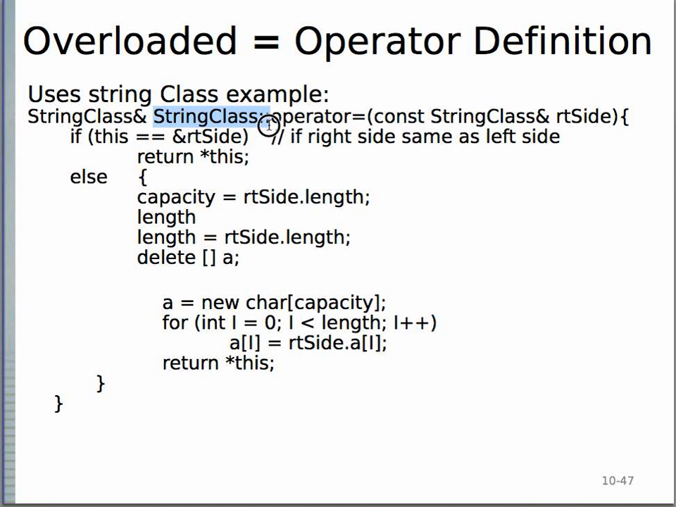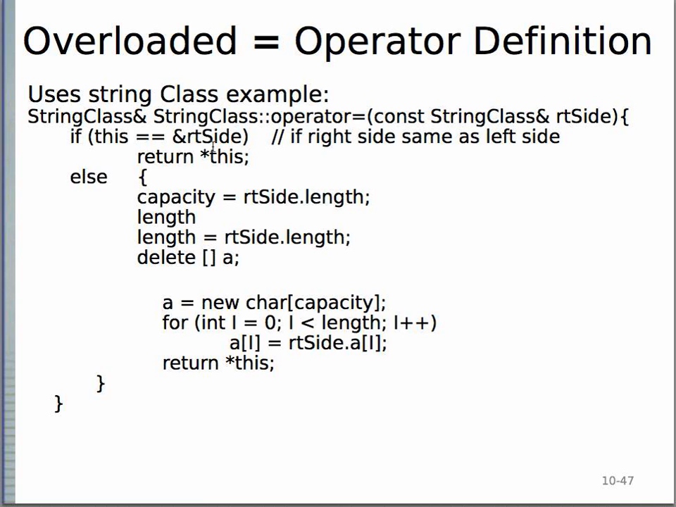This is the scope resolution operator for the string class. It has a member operator, that's assignment. It has one parameter, which is a const, and which is the right side of the assignment operator. And then you do actually have to do this check, although a lot of people skip it. You check if this is equal to the right side.